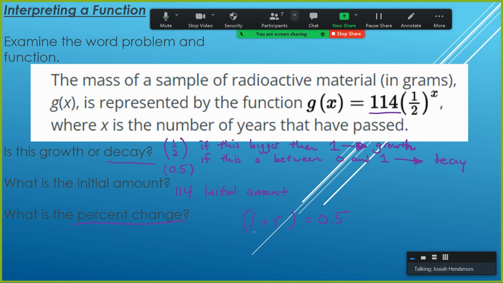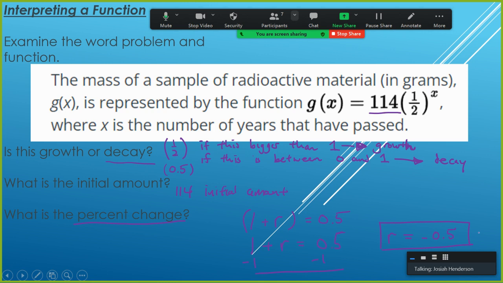Now let's solve the equation. 1 plus r, drop the parentheses. We don't need them because there's nothing being multiplied outside it, right? So there's no need for those parentheses to group them. 1 plus r is equal to 0.5. Subtract 1 from both sides. 0.5 minus 1 is negative 0.5. So that means the percent change here is going down 0.5, negative 0.5, decreasing 0.5.